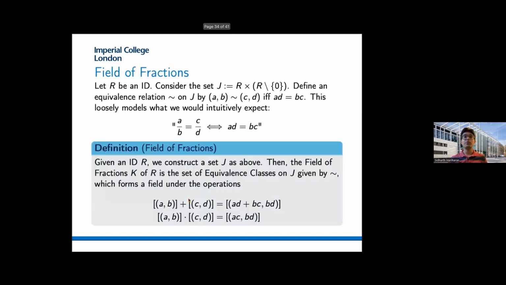So what we do is we simply define an equivalence relation. We essentially look at what we would intuitively expect, which is this thing over here. Then we define this equivalence relation, look at the Cartesian product over here, and quotient out by this equivalence relation, and that gives us our field of fractions. The word field is used very deliberately, because this is indeed a field, and that's easy to verify.